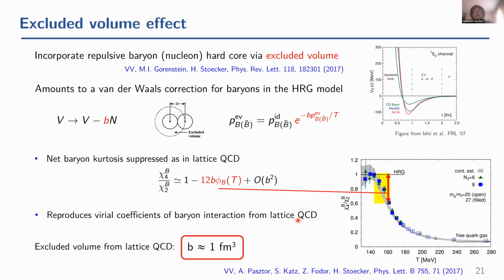So this is just one slide about the repulsion, and it's incorporated by means of excluded volume. Basically, we incorporate this repulsive core of the nucleon-nucleon interaction by performing this van der Waals-like procedure. One substitutes the total volume in the system by the available volume, then in the canonical ensemble, one obtains this kind of transcendental equation for the partial pressure of baryons. Without going into detail, I will just mention that if you include repulsive interaction, you suppress fluctuations of baryon numbers in the grand canonical ensemble as well.